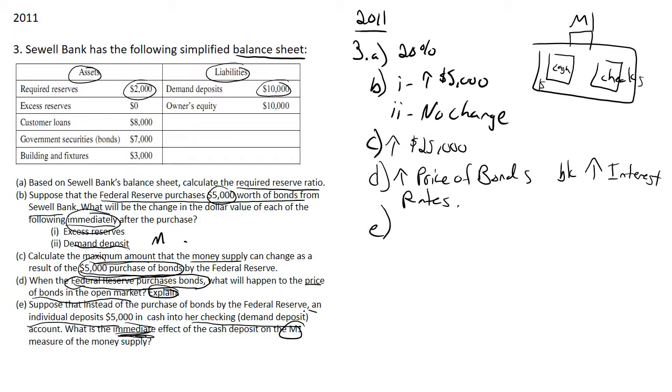Initially, this $5,000 started as cash, but when we take that and deposit it into our checking accounts, it's going to move to the other pocket in our M1 measure of the money supply. It's going to become a checkable deposit. So hopefully you can see that the M1 measure of the money supply will not change. Okay, and that takes care of 2011.